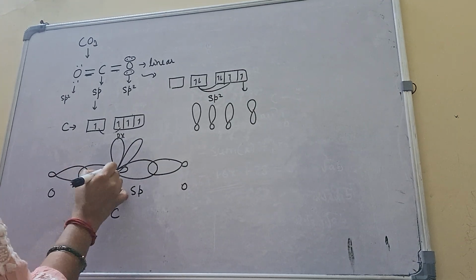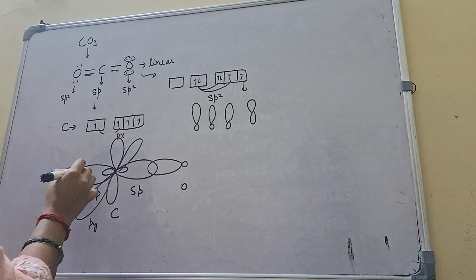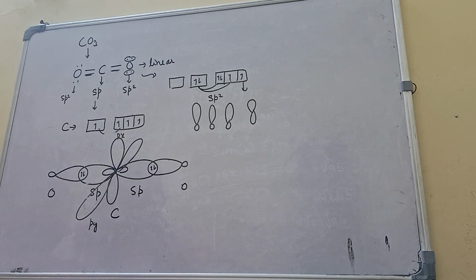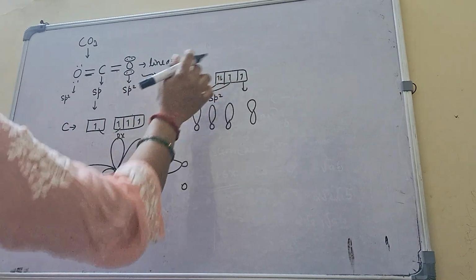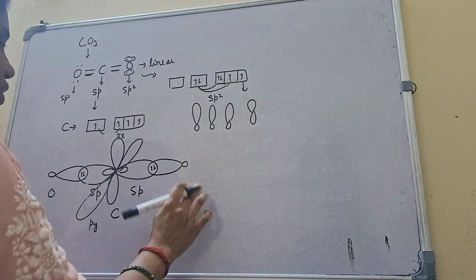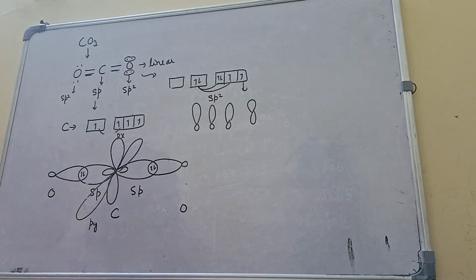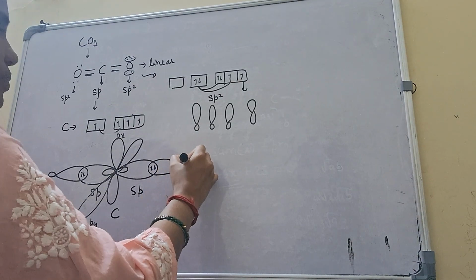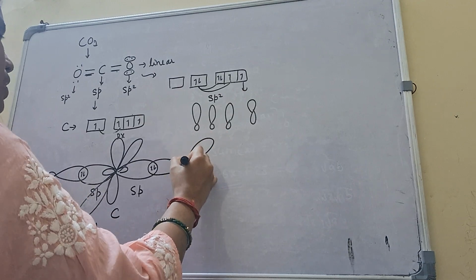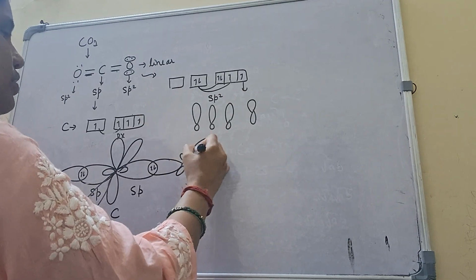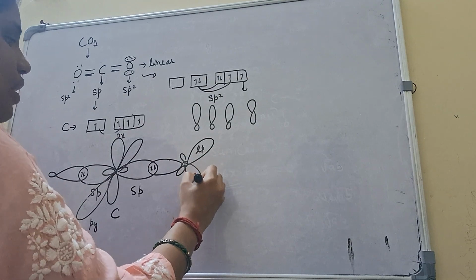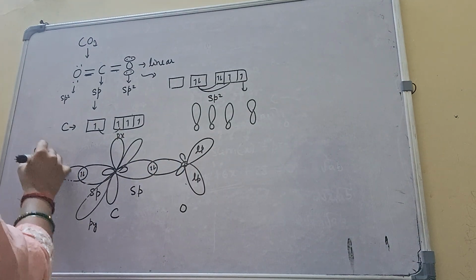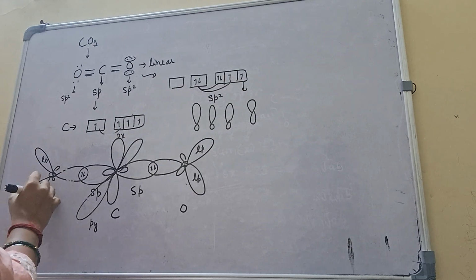This is your oxygen. Wherever there are regions of overlapping, you will have to say there are electrons. So this is the sharing of electrons. And there are 2 lone pairs. These are your lone pairs, which are not bonded. Now sp2 will have a trigonal shape. So it will be like this and it will be like this. This will have a lone pair, this will have a lone pair, and the same is the case here. It will have a lone pair, it will have a lone pair.